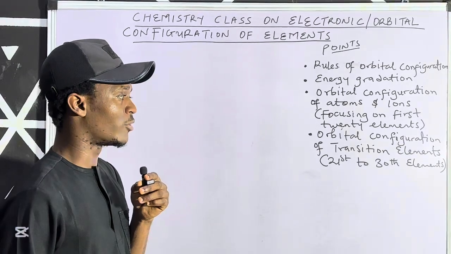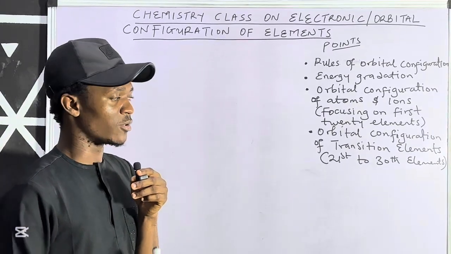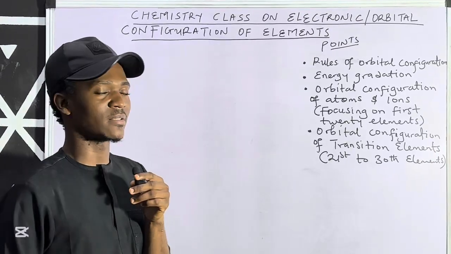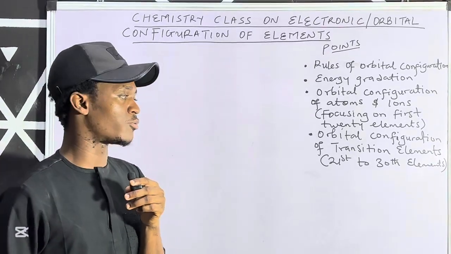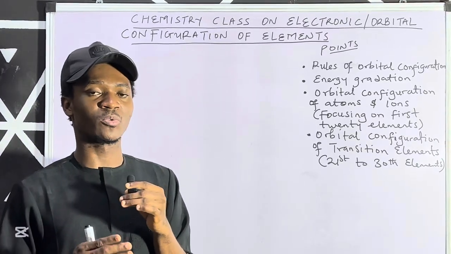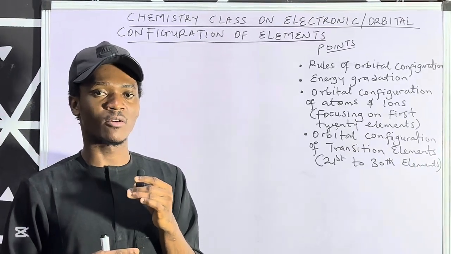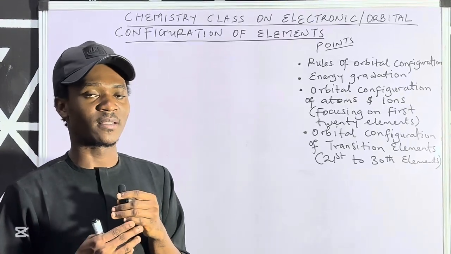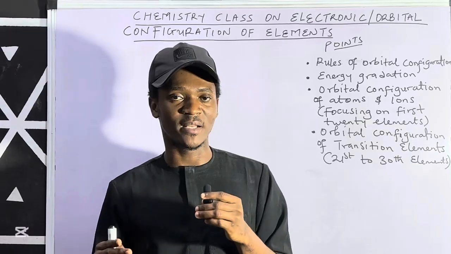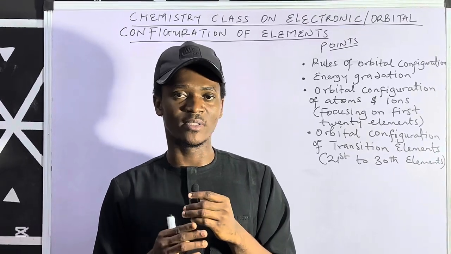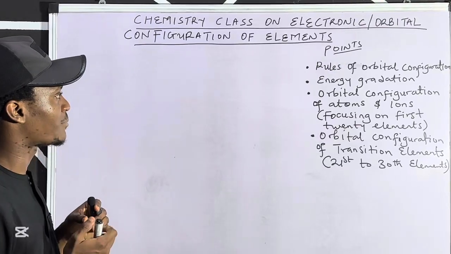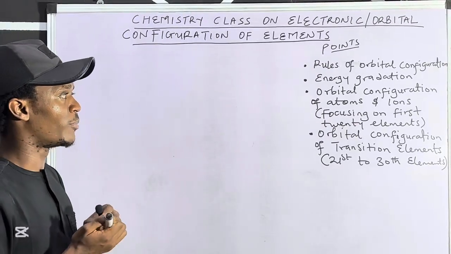And then orbital configuration of transition elements, just focusing on the 21st all through to the 30th element, talking about scandium all through to zinc. And again, we are still going to look at patterns with which we can represent the orbital configuration of elements. Of course, we have two common patterns. We have the expanded and we have the condensed. So let's start by looking at the first point, which is rules of orbital configuration.